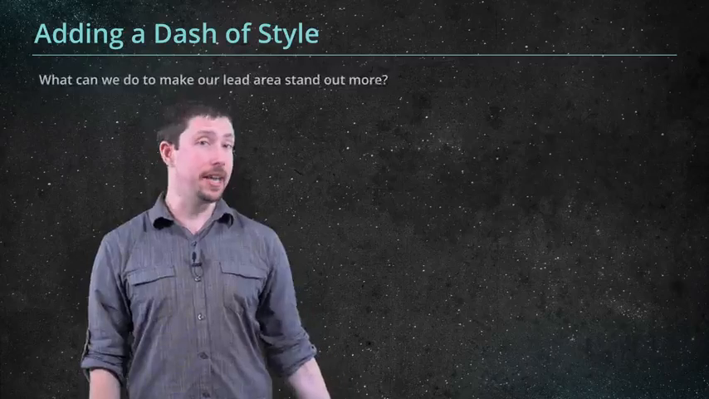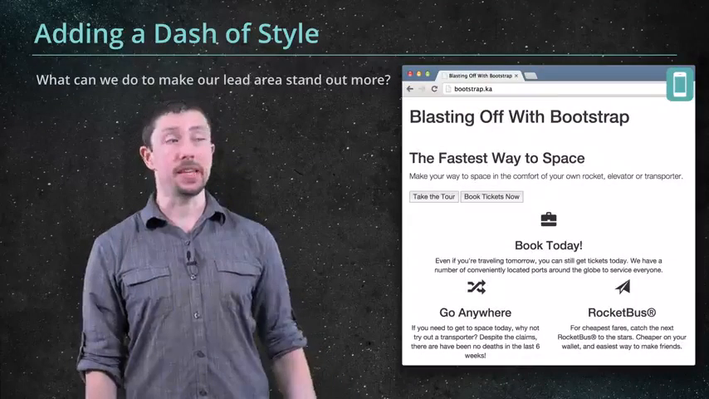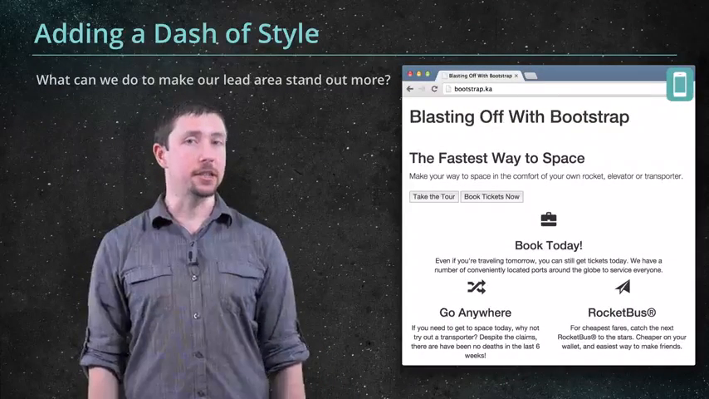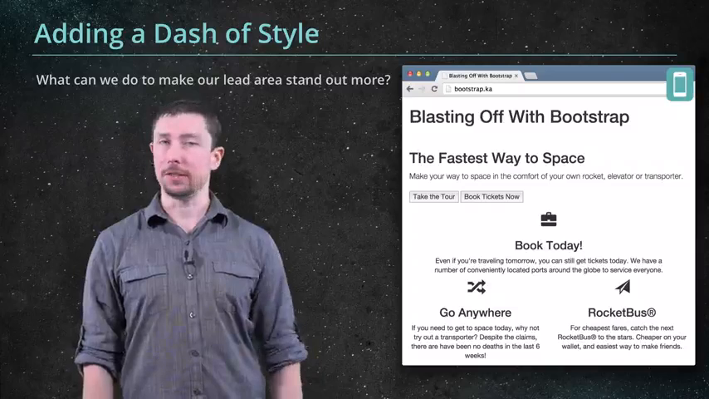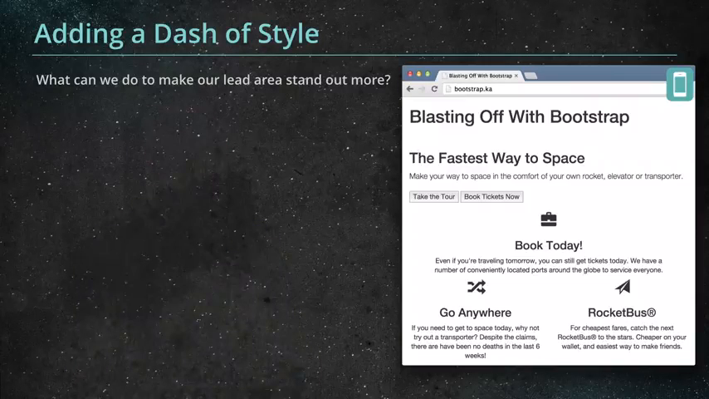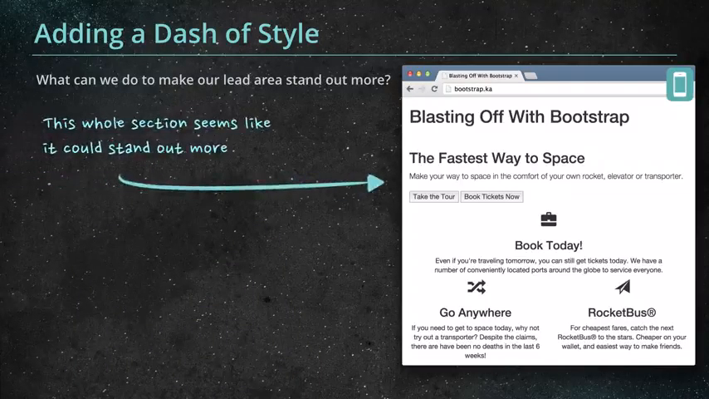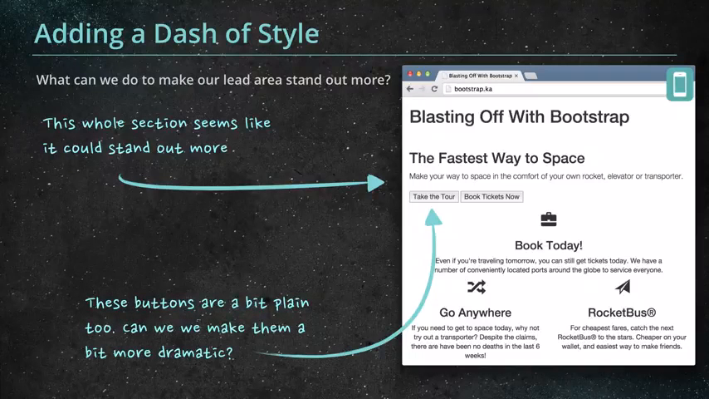Our page is coming together, but let's see what we can do to make it even better. In this section, we'll add a dash of style using more Bootstrap awesomeness. To start out, we'll focus on what's above the fold, our lead and these buttons, which are kind of our main call to action on the entire page. Let's see what we can do to encourage people to click on them.